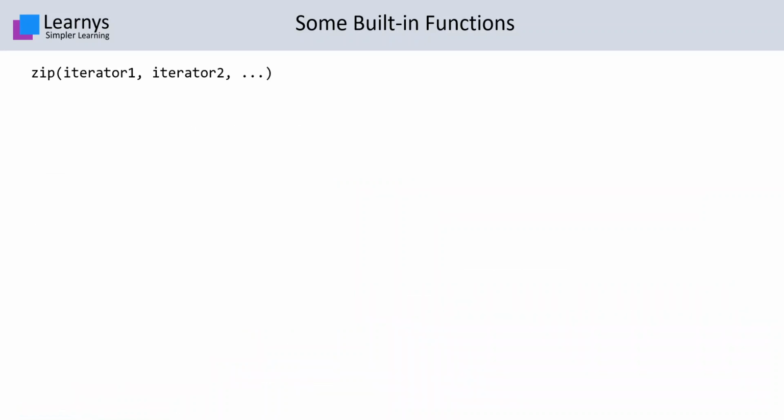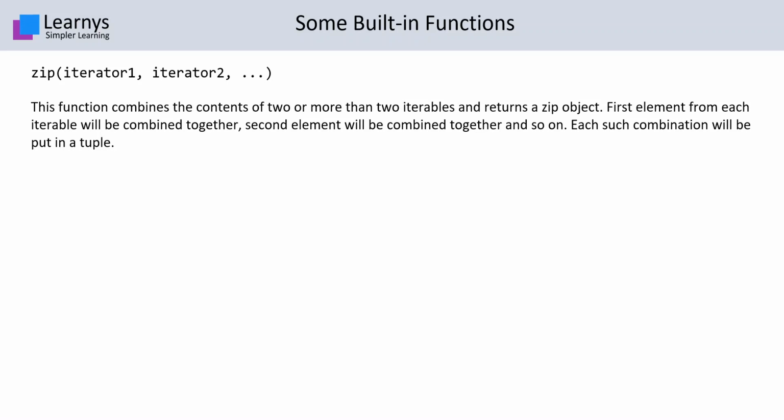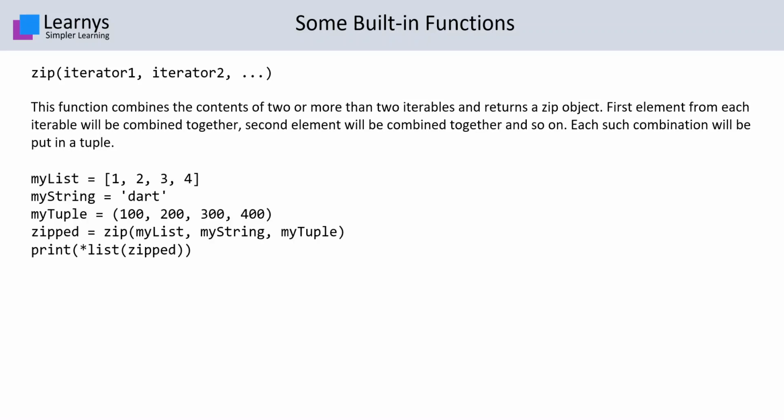The third is the zip function. This zip function combines the contents of 2 or more than 2 iterables and returns a zip object. First element from each iterable will be combined together, second element will be combined together, and so on. Each of such combination will be put inside a tuple. Let's see this example and understand.